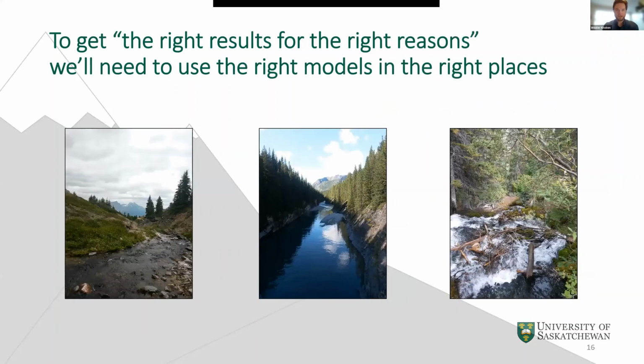And the problem here, and also the problem in this Donnelly River case, is if we want to get the right results for the right reasons, I'm sure everyone's familiar with this quote by now, we'll need to use the right models in the right places. So we need to know which models we can use where. And these are 3 pictures that I've taken around here. And in terms of space, these are within 100 kilometers of each other. But in terms of dominant hydrologic processes, these are really very different. So we need to figure out how to find the right models for these places.